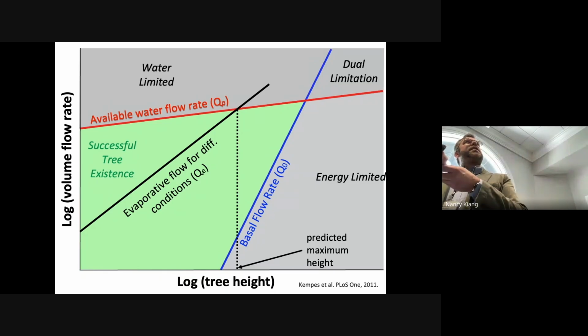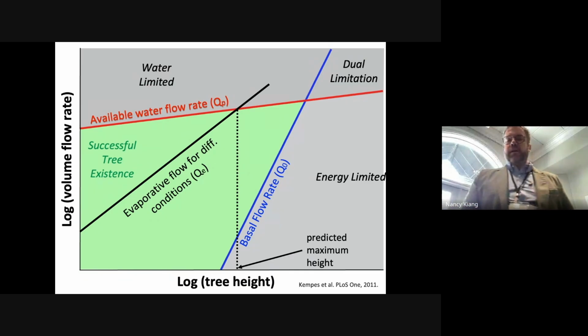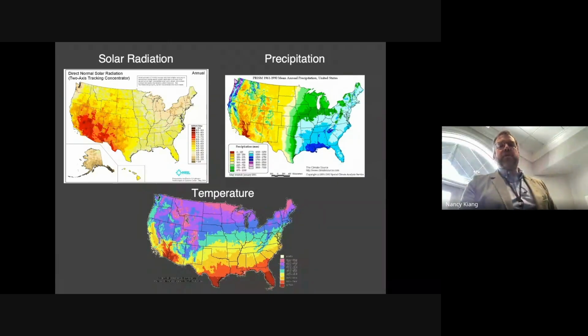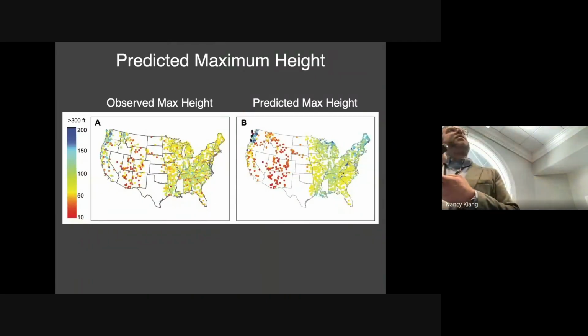And one can then start to do things like simply solve for where this curve intersects one of these two curves, predicting a maximum possible height. And if you take known variations, say at the continental scale of different climatic features that matter for this budget, you can very simply, with a small number of equations, predict the variation in maximum tree height across a continent. So these are observed maximum tree heights from ground measurements, and these are the predicted maximum tree heights we get from this very simple framework.